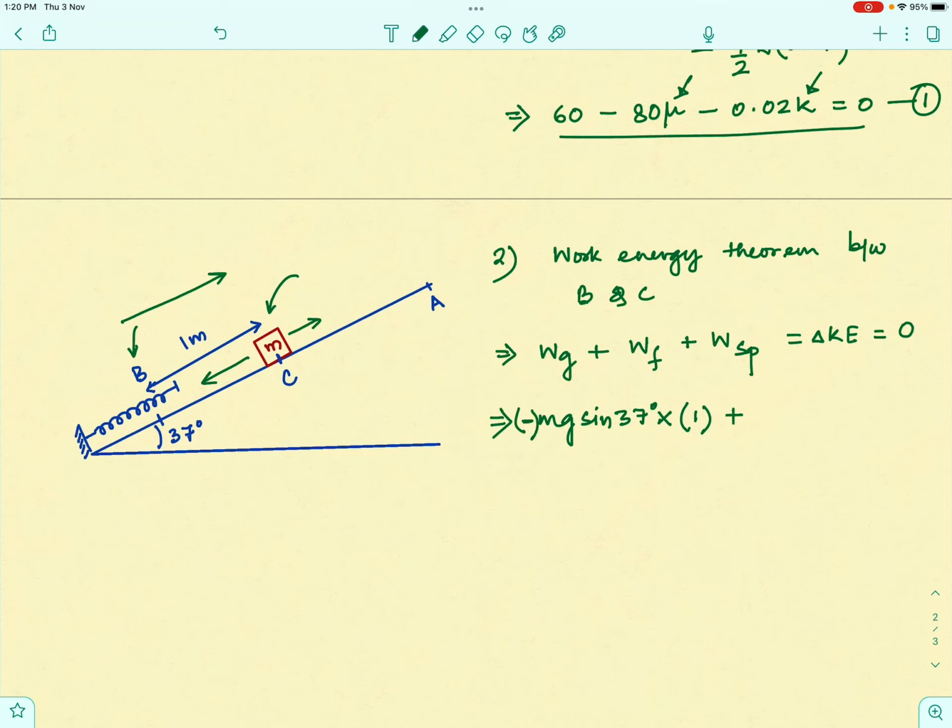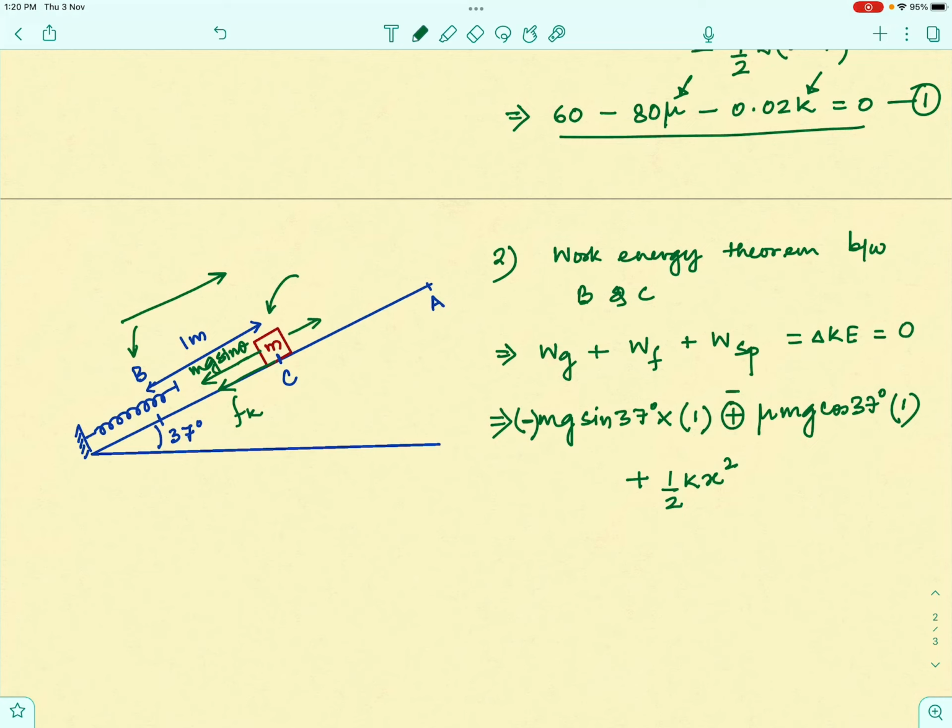Plus work done by friction will once again be the frictional force, which is mu mg into cos 37 times the displacement, which is 1, and of course this will be with a minus sign. Work done by friction will be negative because when the block moves up, frictional force will also act in the downward direction opposite to the displacement. So both mg sine theta as well as friction this time act downward, whereas the block is moving in the upward direction. Plus the work done by spring, once again half kx squared, and this time with a positive sign.